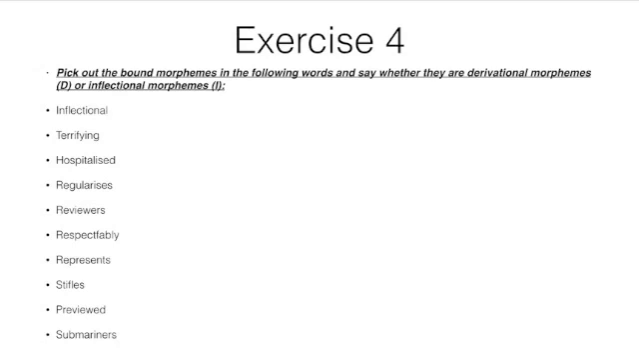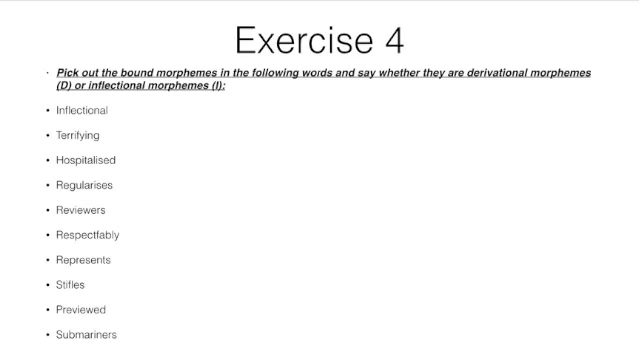Okay? For example, wanted. What I'm going to do is put ED afterwards, isolate it, put it alone, and then after it I'm going to put I. It means it is an inflectional morpheme. It's not a derivational morpheme, right? So this is what you're going to do. Isolate the bound morpheme, write it alone, and next to it you write D or I. If it is a derivational morpheme, you write D. If it is an inflectional morpheme, you write I, right?